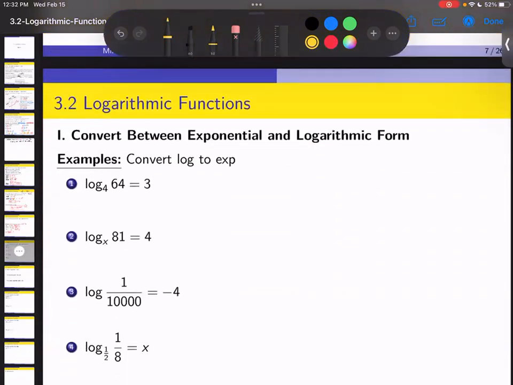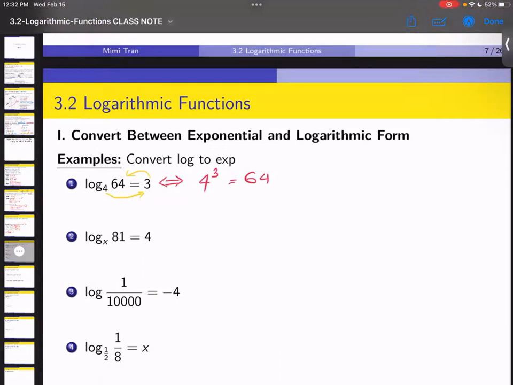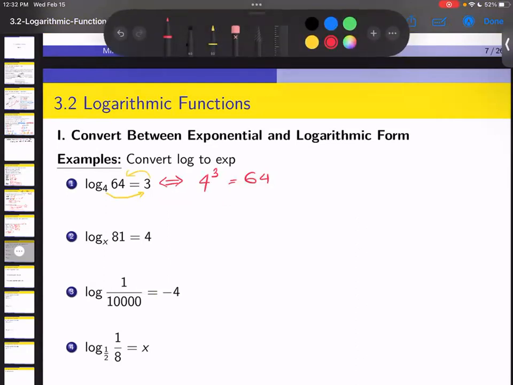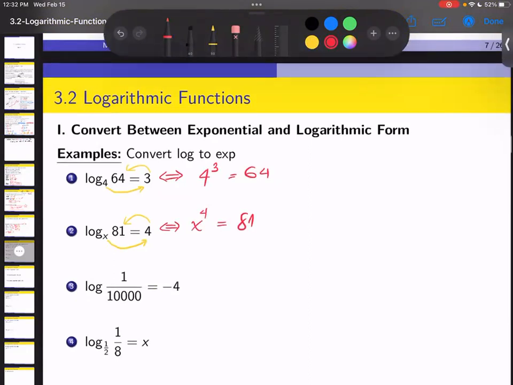So here I want exponential. Use that tornado arrow. 4 cubed equals 64. So this is equivalent to 4 cubed equals 64. Is 4 cubed equal to 64? Yes, right. So you know you're doing the right thing. x to the 4 equals 81. You take the 4th root of both sides, x equals 3. But no, we're not going to solve, so we just leave it like that. We're not solving, we're just converting.